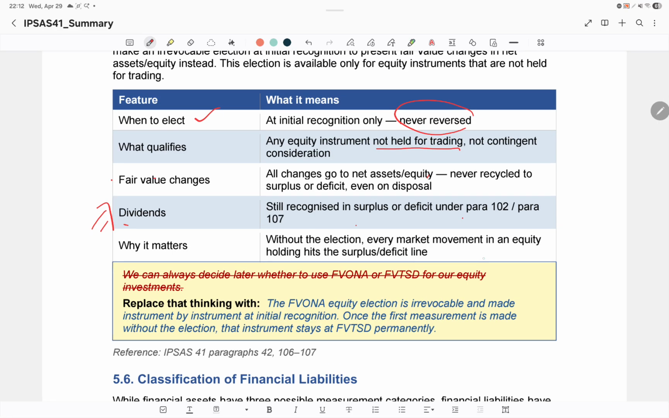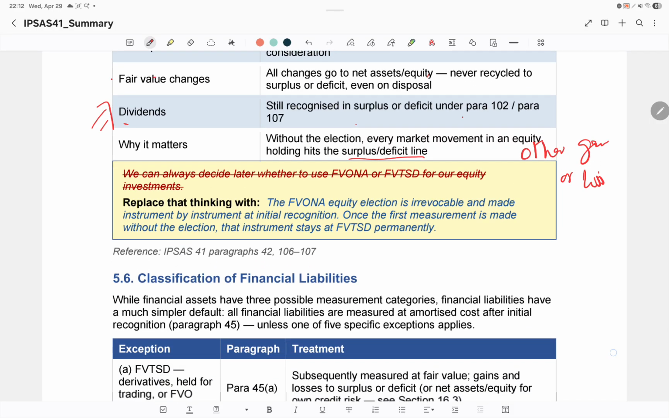Without election, every market movement in an equity holding hits the surplus or deficit line. This is where we call other gains or losses.